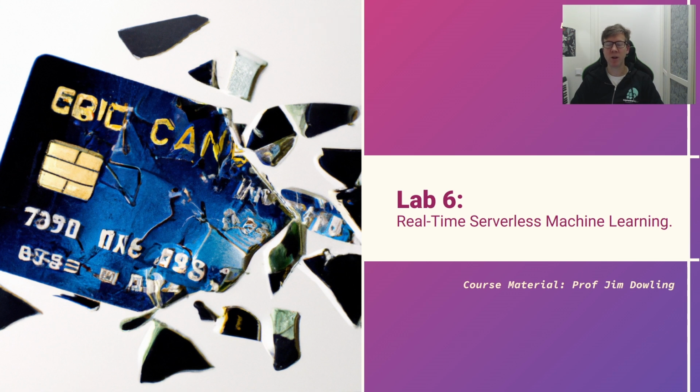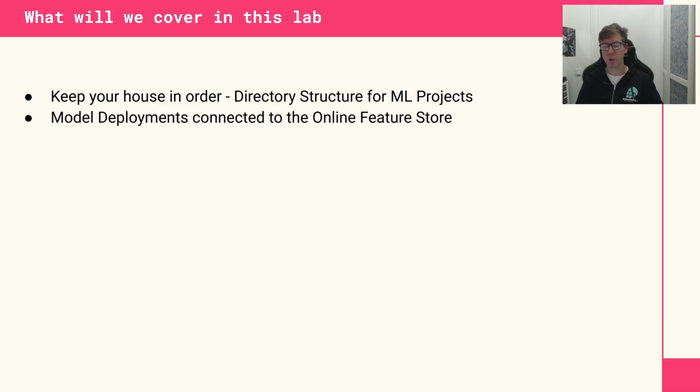This lab is going to be on real-time machine learning and a little bit on how to organize your machine learning projects. So we're going to start by looking at keeping your house in order. What should a good directory structure look like for a machine learning project? We've put together different parts of our machine learning system throughout the different labs. We've done feature pipelines, training pipelines, inference pipelines, notebooks, Python programs. So how should we put it all together? We'll cover that first in this lab.